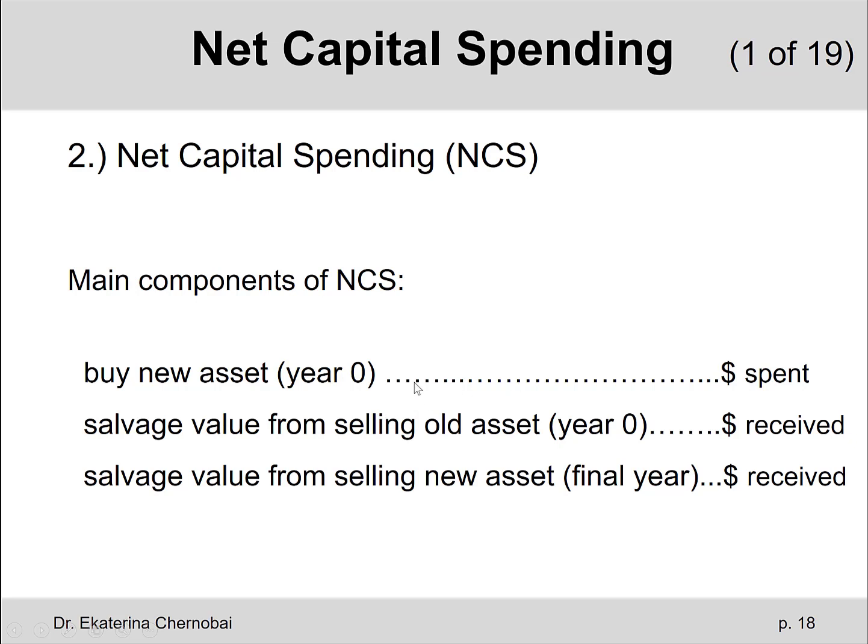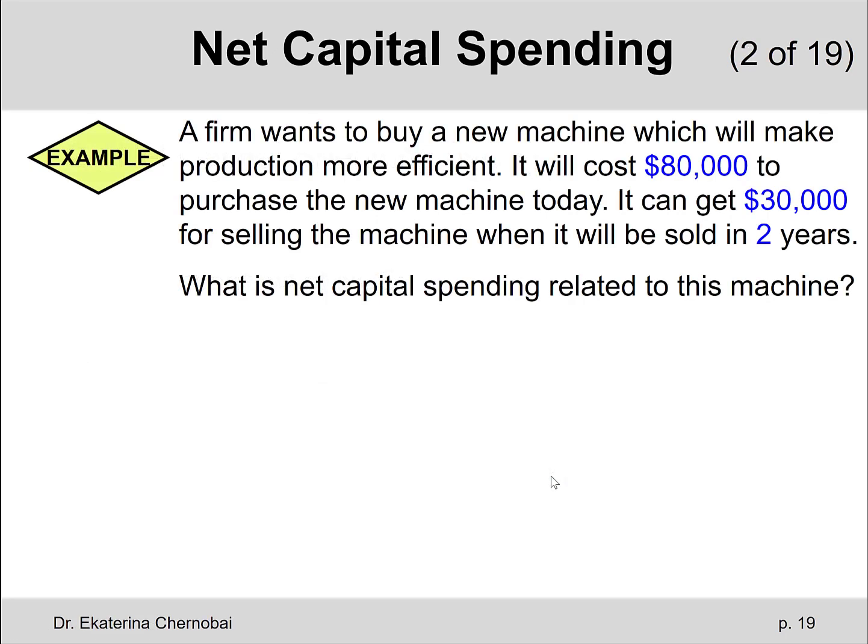From these three, we will only be considering the first and the last one. So both are related to buying the same fixed asset and then selling it when the project ends. Let's look at the following example.